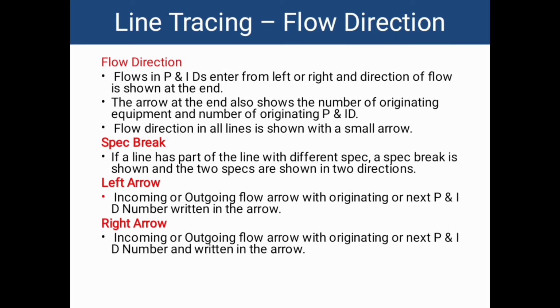Then, at the beginning on the left side of the P and ID and on the right side of the P and ID, you can see an arrow. That arrow indicates this stream is coming from another division of the plant. And the right side arrow indicates this stream goes to the next division. Like that you can understand.